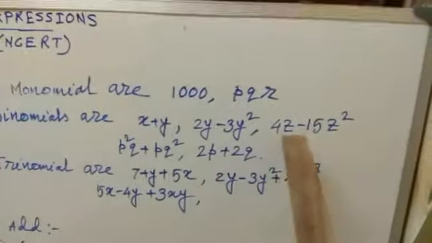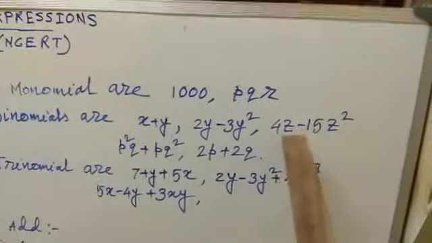Trinomials are 7 plus y plus 5x. Three terms are there, so it is a trinomial. 2y minus 3y square plus 4y cube. Three terms are there, so it is also a trinomial. Now, question number 3.